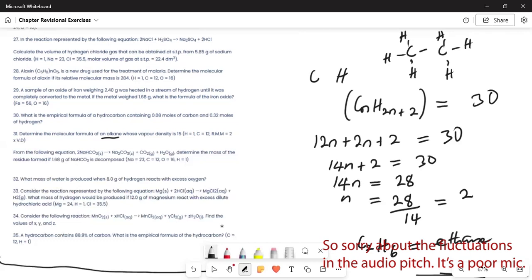Then equal to 30. Where did I get 30 from? The vapor density is 15. Relative molecular mass is 2 times vapor density. So 2 times 15 gives me 30. So using that to find the value of n, so that I can know the type of alkane. And n is 2. So if n is 2, when I substitute the 2 here, that is C2, then 2 times 2, 4, plus this 2, 6. And the alkane that has C2H6 is ethane.